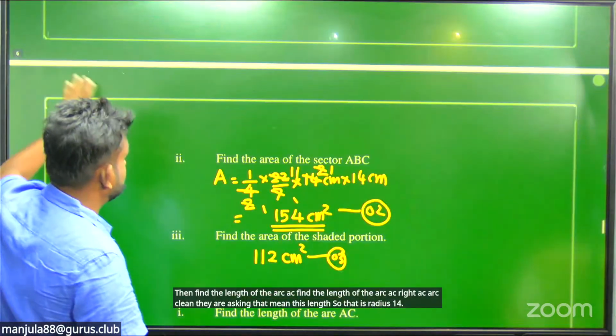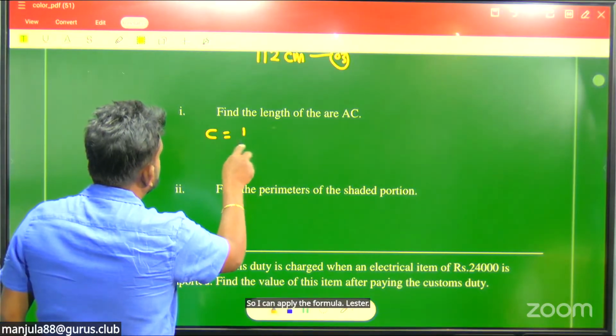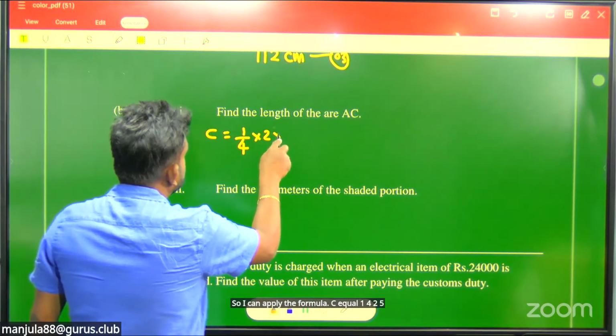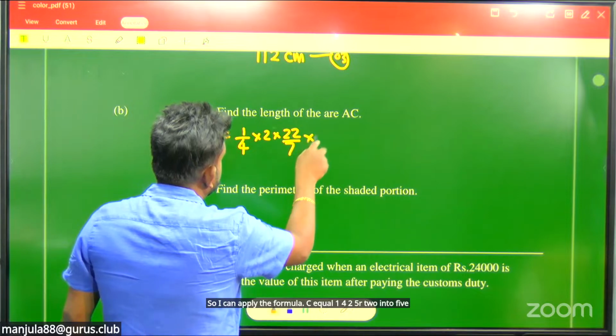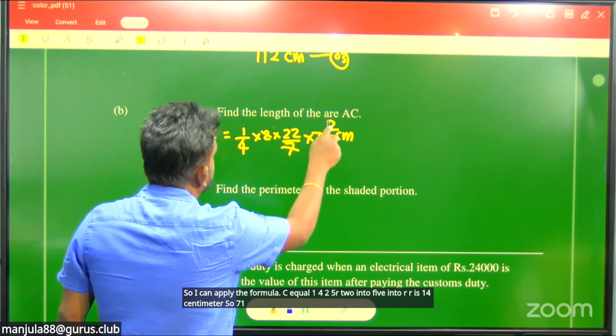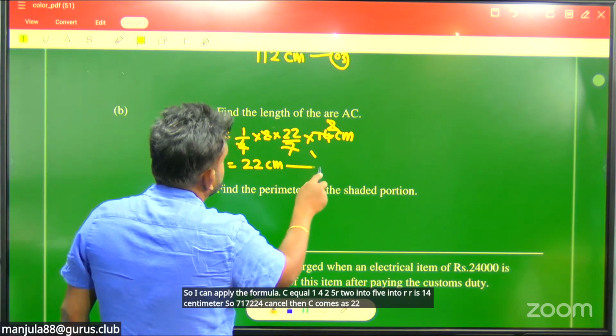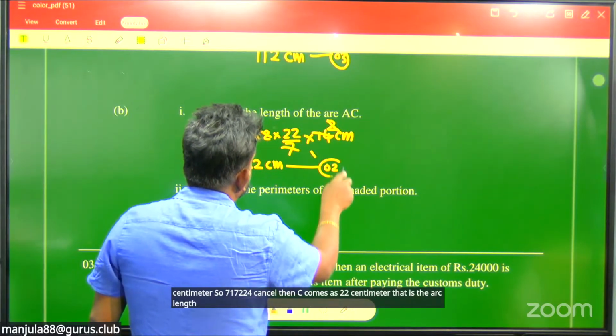So I can apply the formula. What's the formula? C equals 1/4 of 2 pi R, 2 into pi into R, R is 14 centimeter. So 7, 2, 2 cancel, then C comes as 22 centimeter. That is the arc length. You have 2 marks there.